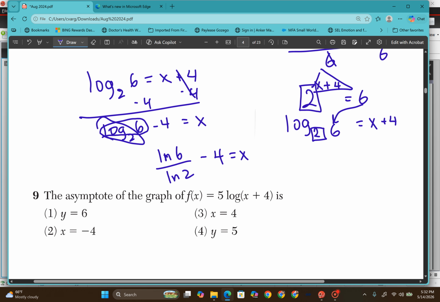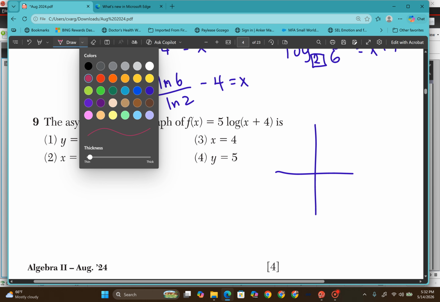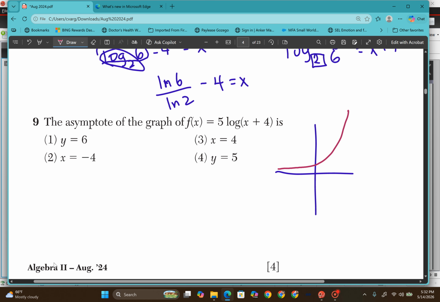All right. Question number 9 is an asymptote question. Asymptote just means that when you have a graph, the graph does not ever touch or cross that line. So you see over here, the asymptote is the x-axis because the graph gets very close to the x-axis, but it never goes to the negative side or crosses it. So let's go ahead and do this question by graphing it.